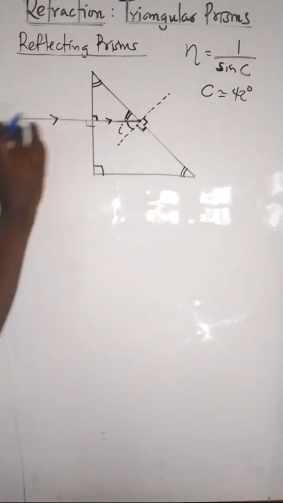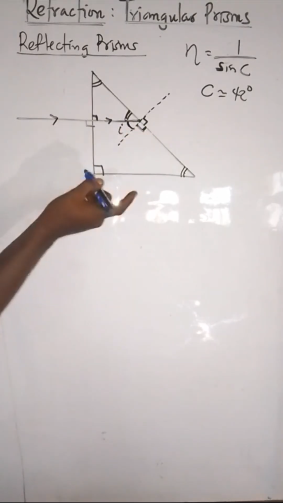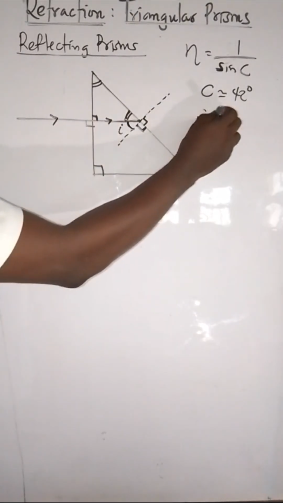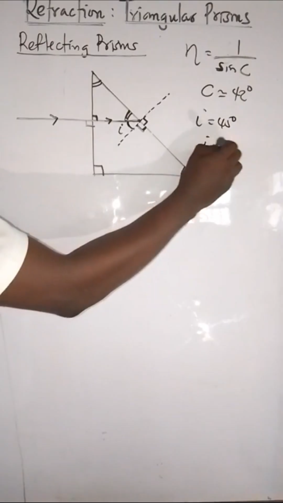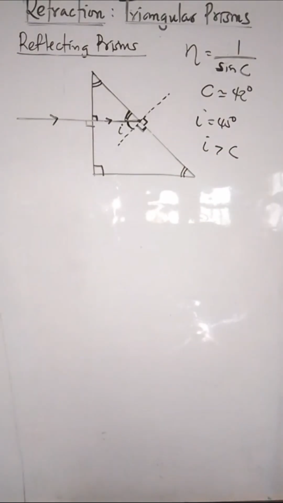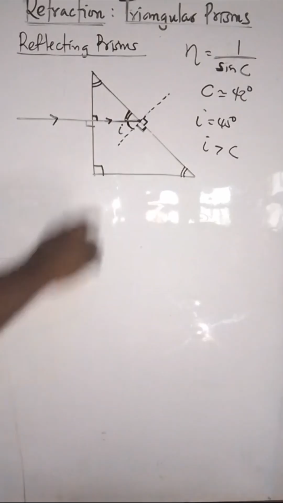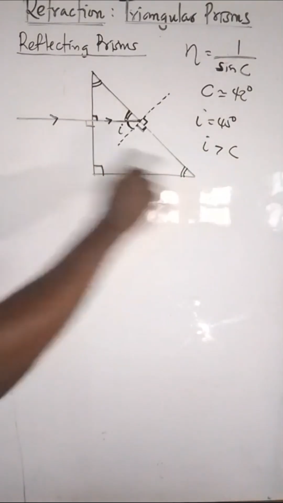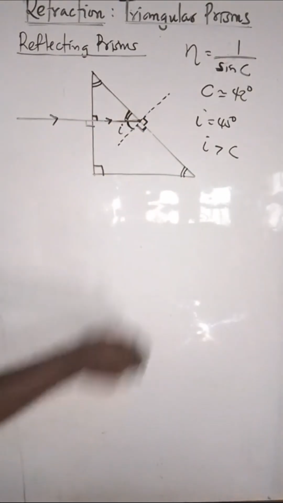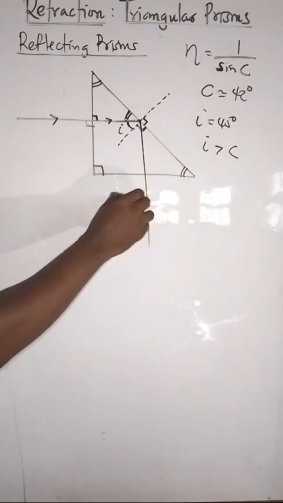Now in this case, the angle of incidence is 45, which is more than the critical angle. When the angle of incidence is more than the critical angle, what happens? Reflection will occur instead of refraction. This light going upwards will not go out from here, but instead it will reflect.